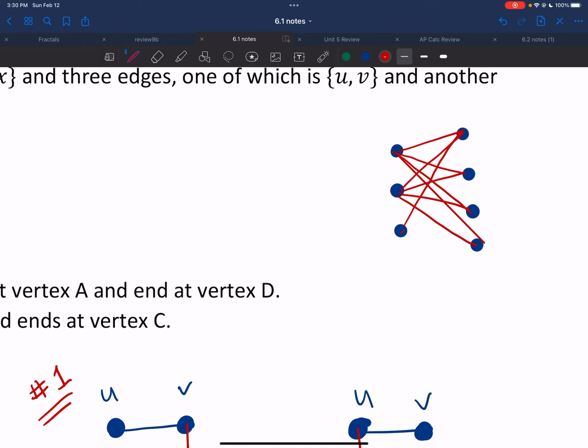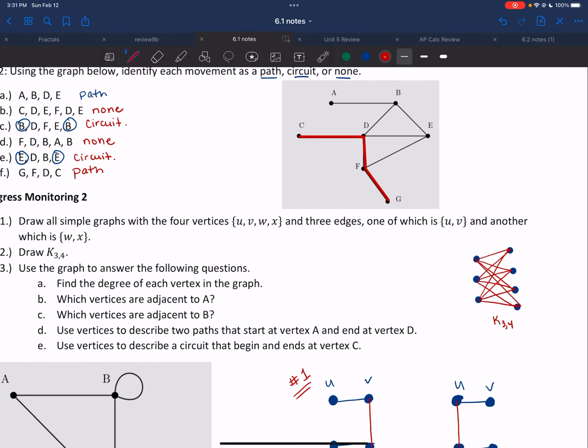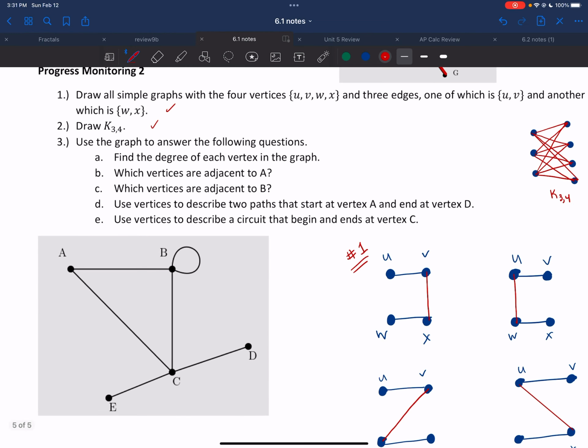So that would be a complete K3-4 graph. So we got that one done. Use the graph to answer the following questions. Find the degree of each vertex on the graph.